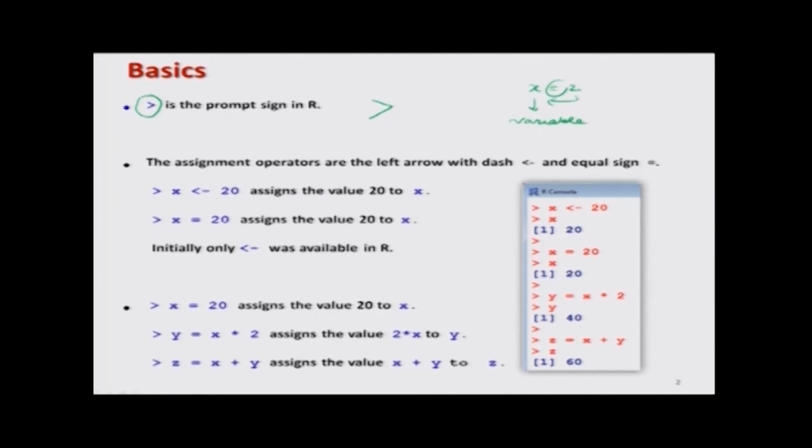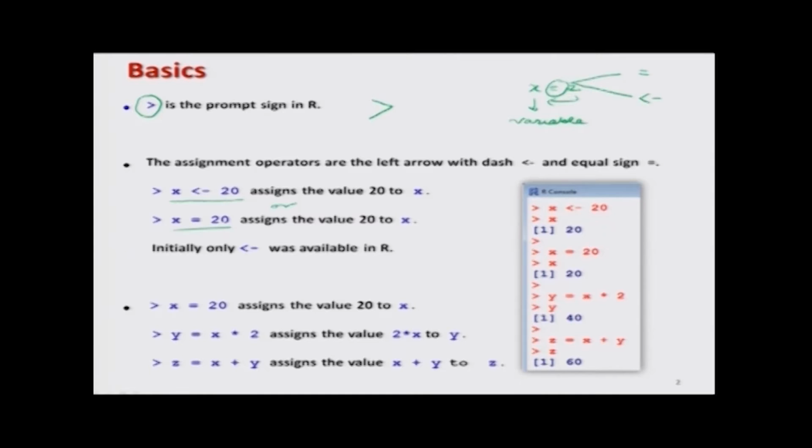So in case I want to do this in R, I have two options. The equality sign can be used just as an equality sign, and another option is, instead of the equality sign, the symbol less than and hyphen can be used. So here I am writing x less than hyphen 20, or I can also write x equal to 20.